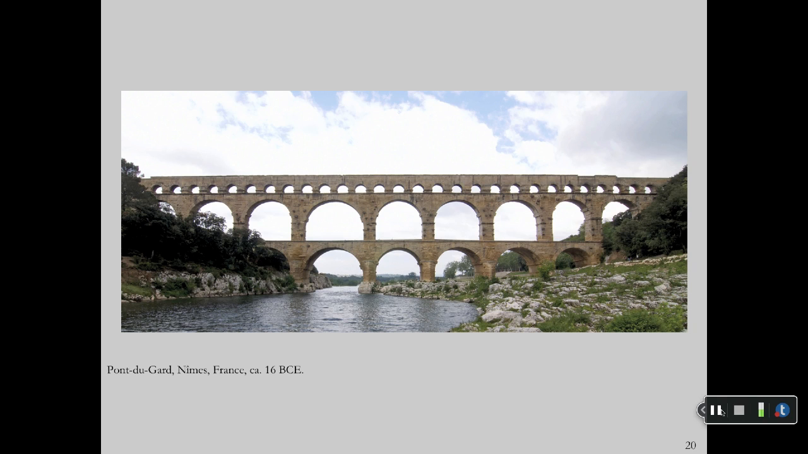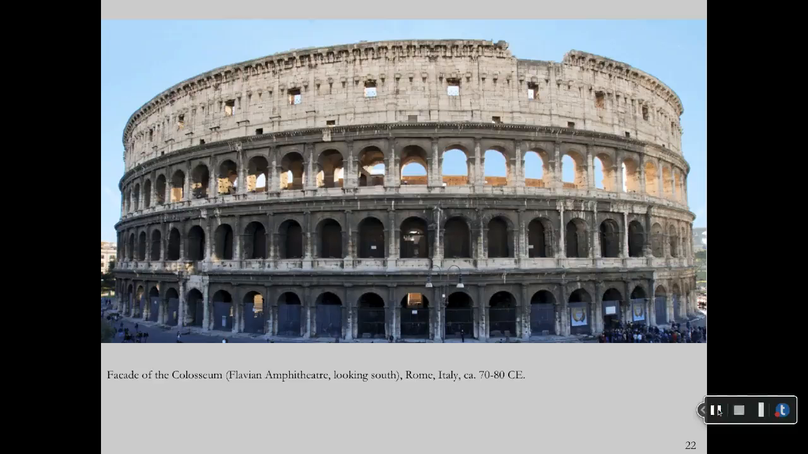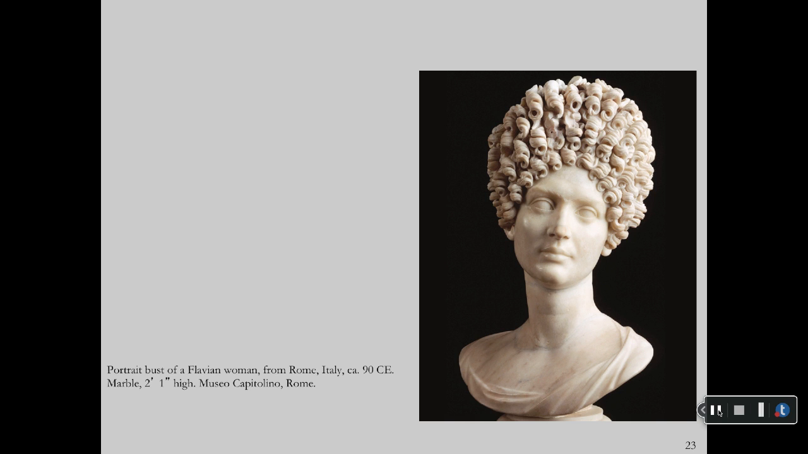Pont du Gard, Nimes, France, a bridge and aqueduct over the Gard River. It is still in use as a bridge today. The Porta Maggiore, Rome, is a typical city gate with the remains of an aqueduct on top. The Roman Colosseum, or Flavian Amphitheater. Portrait of a Flavian woman.